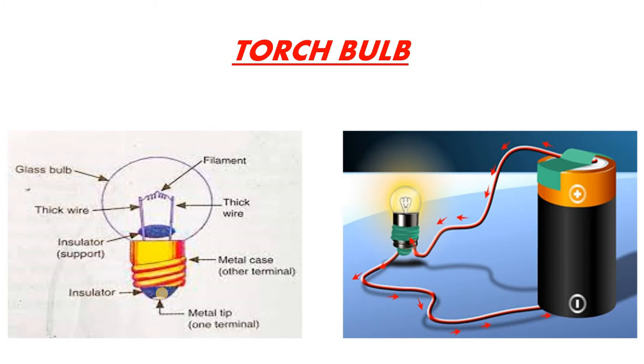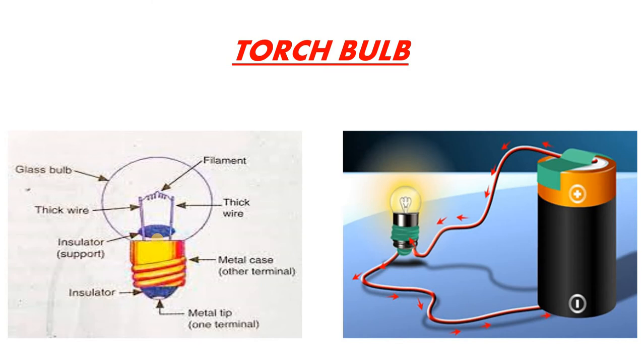Now, the metal tip at the base of the bulb and the metal case of the bulb are the two terminals of the torch bulb. That is the positive terminal and negative terminal. So, the torch bulb has got two terminals. Now, these two terminals of the torch bulb, that is the metal tip and the metal case, do not touch each other. They are separated by an insulating material between them. Here you see.